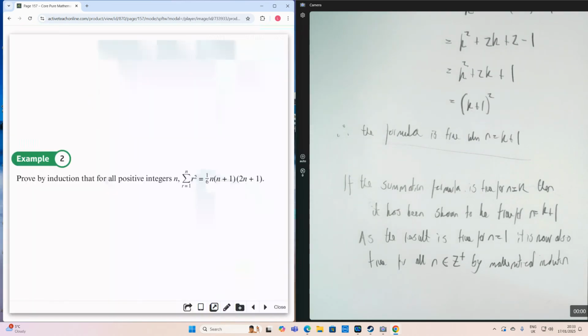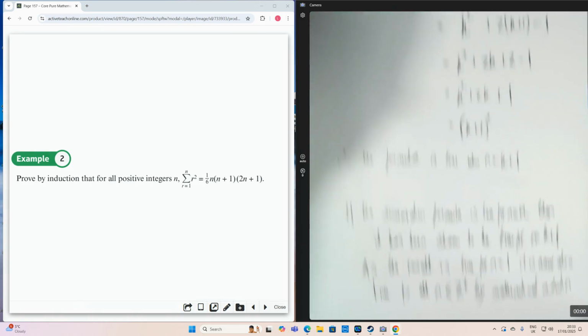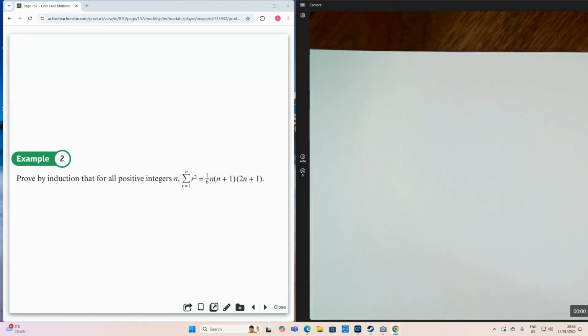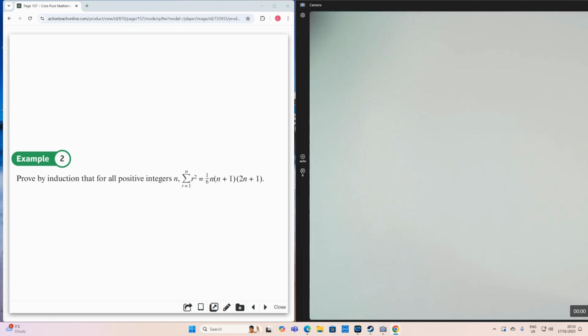Perfect. Right, let's have a look at a second example then. We're going to be following the same process, okay? So we're going to use mathematical induction. So let's look at another example. Here we go. Example 2.